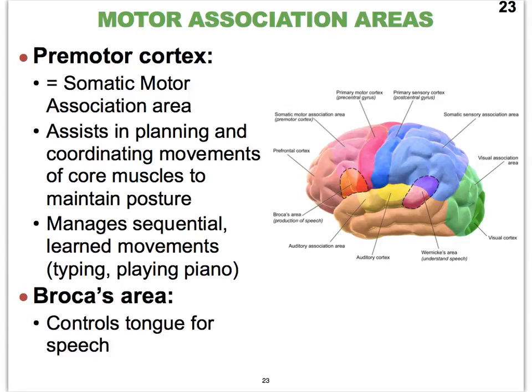Well, our premotor cortex plays an important role in planning and coordinating the movements of muscles that are important to the maintenance of our posture and the maintenance even of maintaining our core. In addition, the premotor cortex plays a very important role in movements we've learned by lots of drilling, for instance, by typing, or another example of movements that we learn by drilling is playing instruments like piano or violin, or even dance steps.